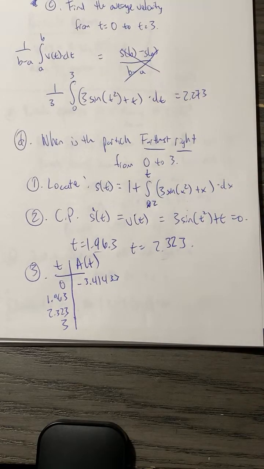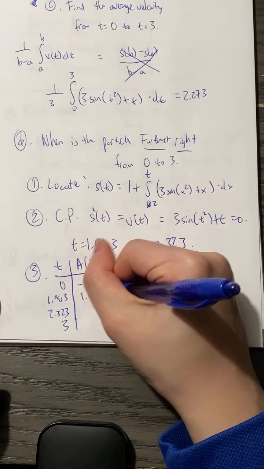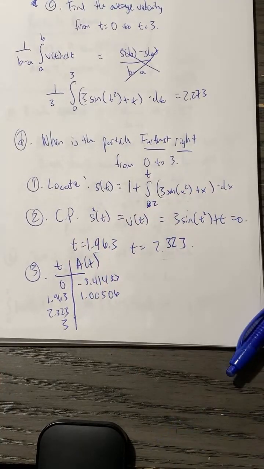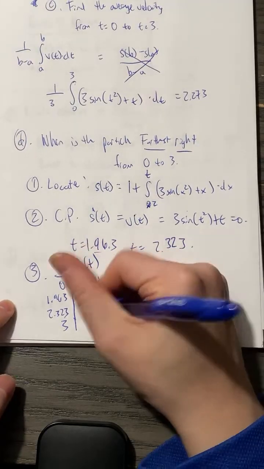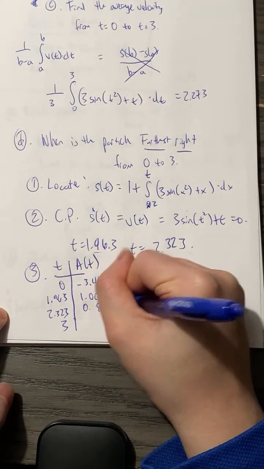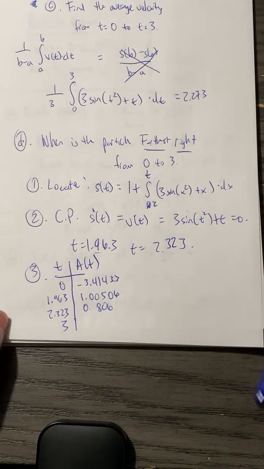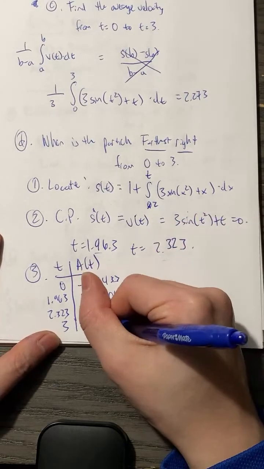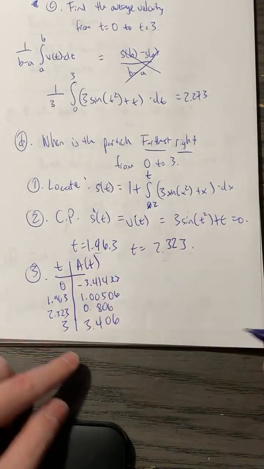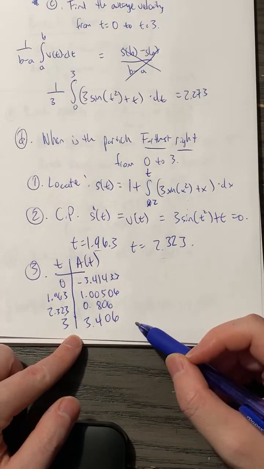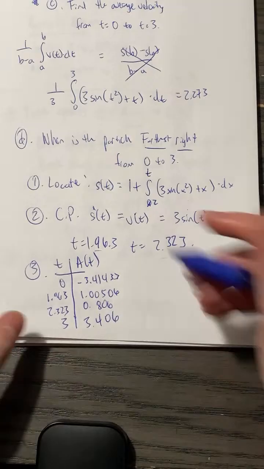I'm going to keep plugging in my numbers. Now I need to plug in 1.963 into the upper limit of my integral. That's going to give me 1.00506. Then I'm going to plug in 2.323, which is my other critical point. 2.323. So that is 0.806. And then finally, I'm going to plug in 3, which is my endpoint, because I always plug in my endpoints and then any critical point that fits within my endpoints. And I get 3.406. So this is going to be my abs max, because if you look at these 4 numbers in the table, notice that this is the biggest one.